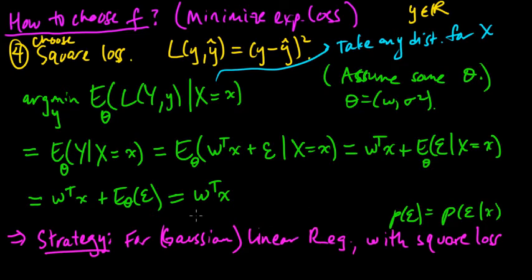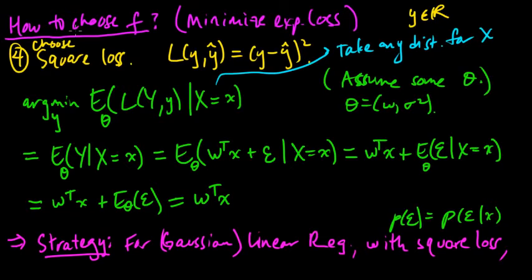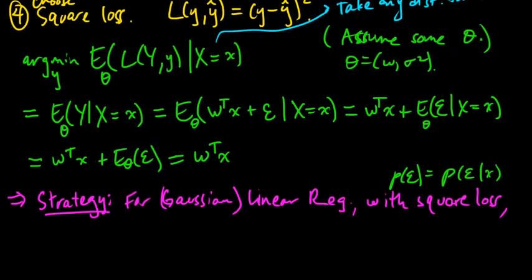We're doing a discriminative model. We're choosing a Gaussian conditional distribution, and we're going to use a linear function for the mean and the square loss for our loss function. So all of these assumptions are coming together. And the strategy is, how do we choose f? Well, we choose f of x to be just equal to the dot product of w with x. Super simple.